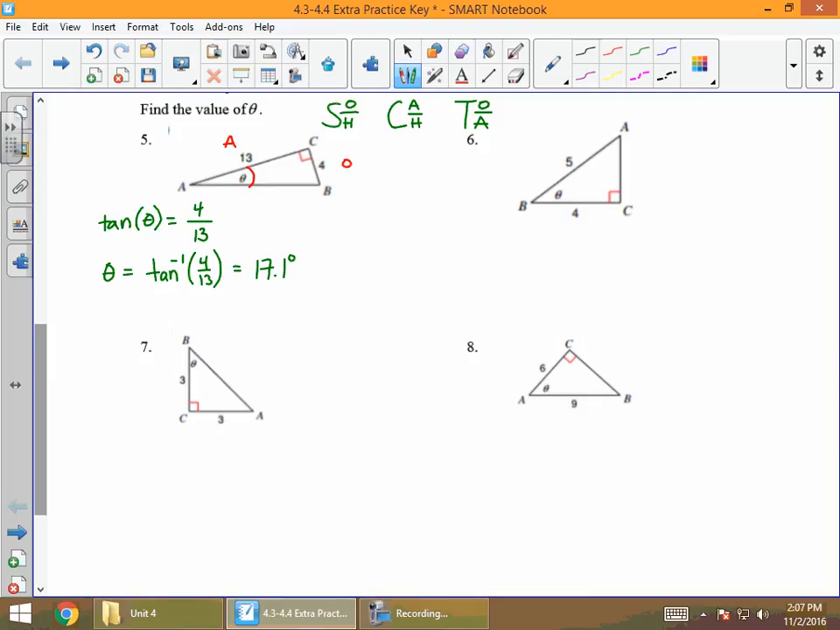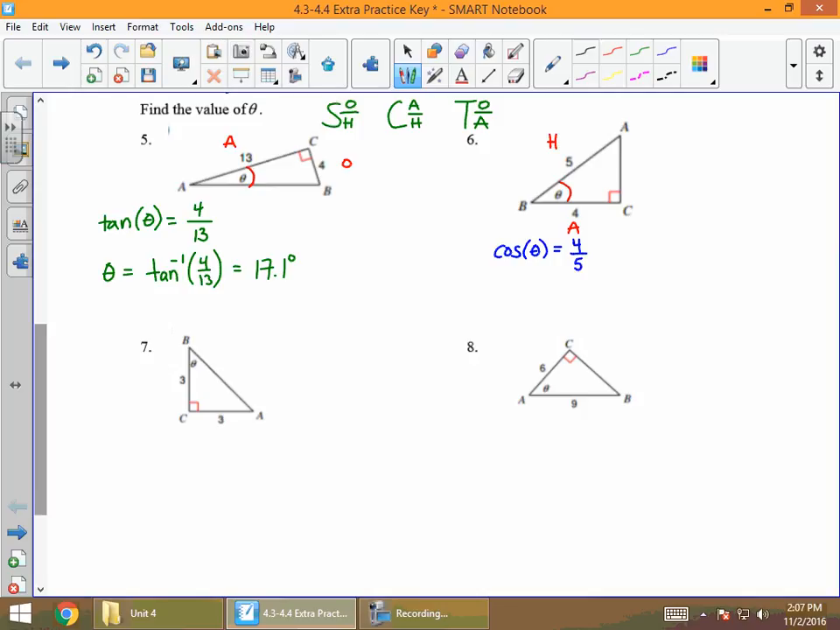All right, number 6, here's my angle. So this is opposite, adjacent, hypotenuse. Which one is useless? I don't know anything about opposite. So I have A and H, that's cosine. So the cosine of the angle, so cosine of theta, is equal to adjacent 4/hypotenuse 5.